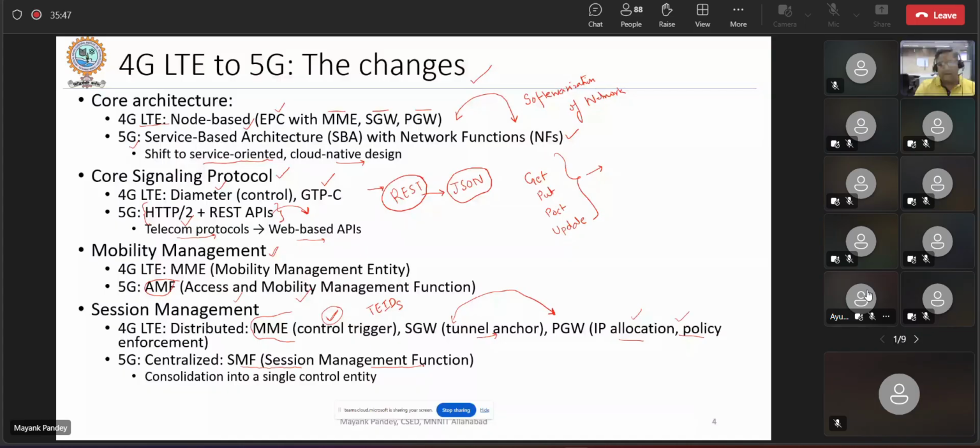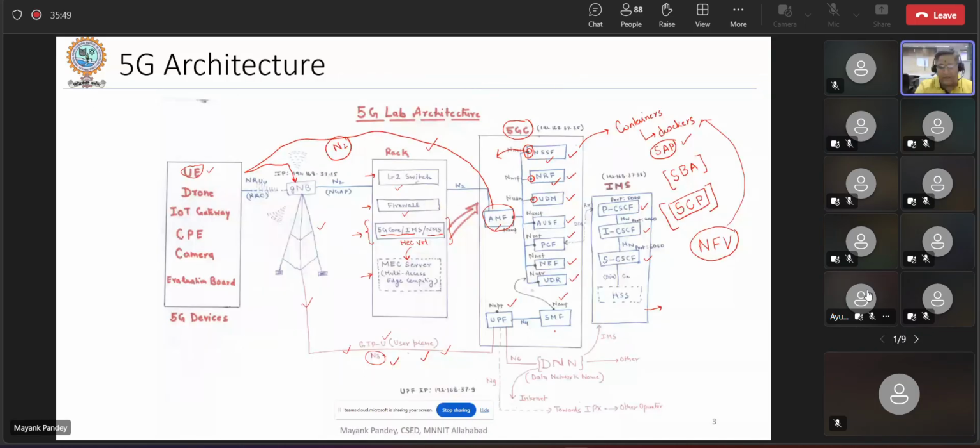So majorly two things. Mobility management is by the AMF and session management by the SMF. These two functions handle mobility management and session management.